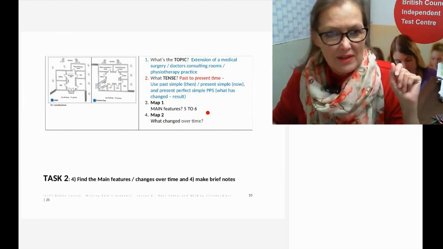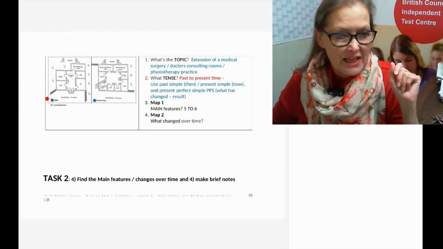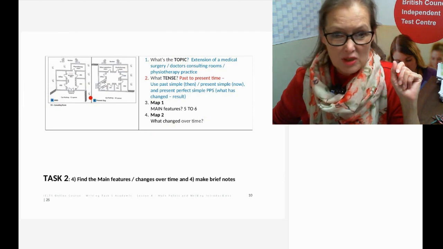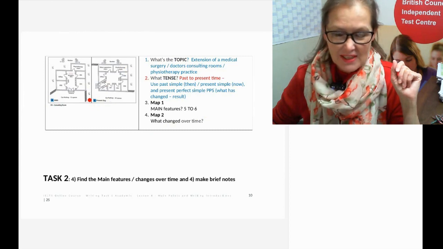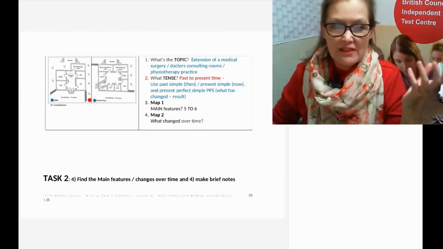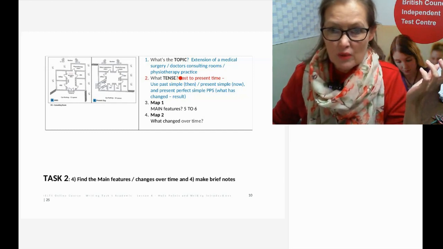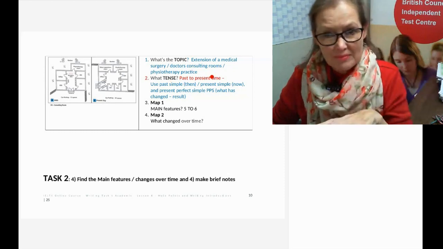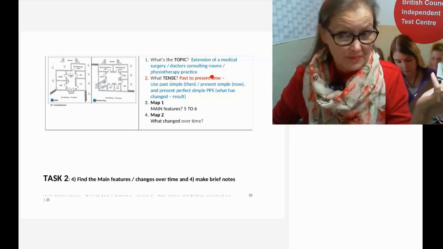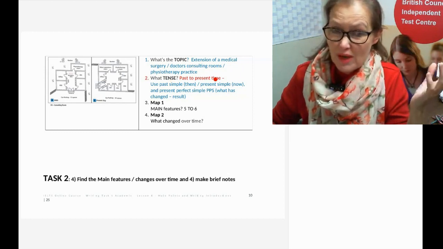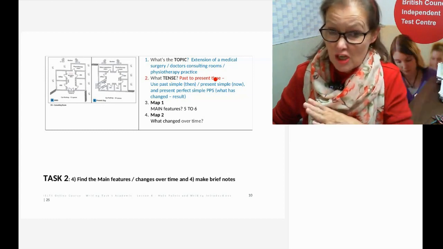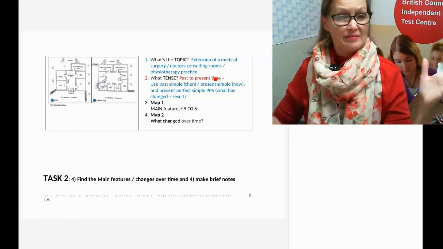What's the tense? And we can see at the bottom here in A, they've given us the year 2005. And at the bottom in diagram B, they've given us present day. And that's a great one because we can then show the examiner that we're talking from past to present, changes over time, and the result. And you may remember that from your grammar lessons. We use present perfect simple to talk about change over time or to talk about result.